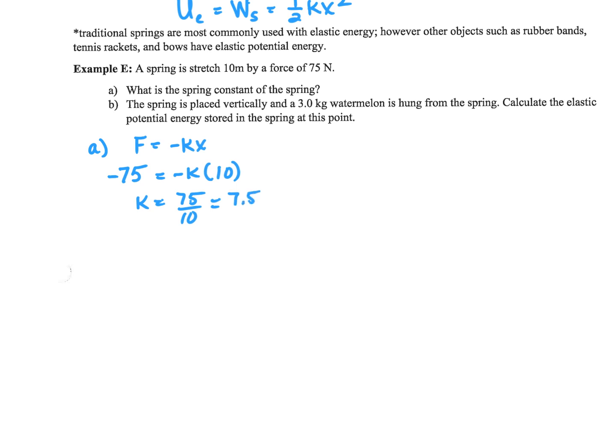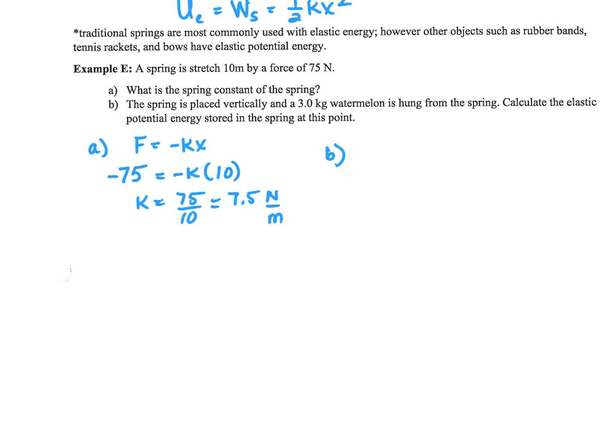Now, k is always going to be positive, by the way. So even if you forget that sign, you could leave the negative sign off, because you know the force is in the opposite direction of the motion. So if k is positive 10, then F has to be negative 75. All right. Now, what happens if the spring is placed vertically and a 3-kilogram watermelon is hung from the spring? Calculate the elastic potential energy stored in the spring at this point.